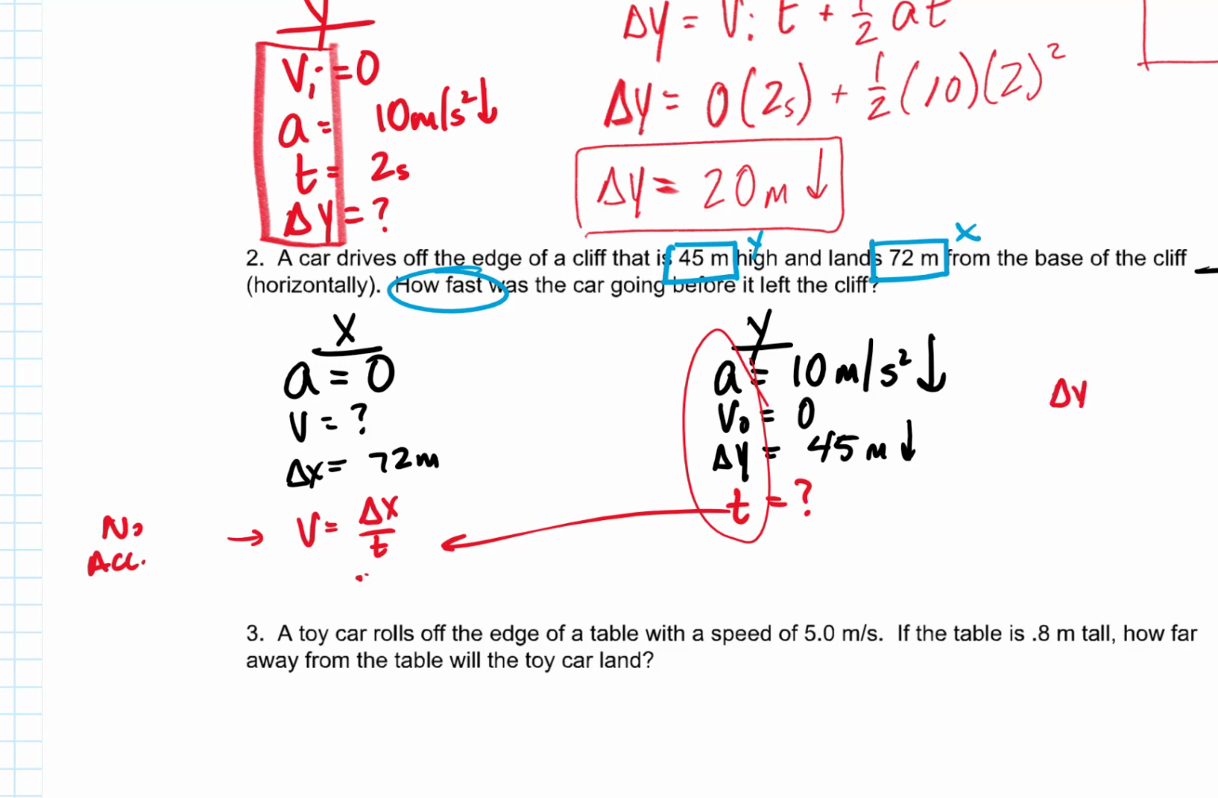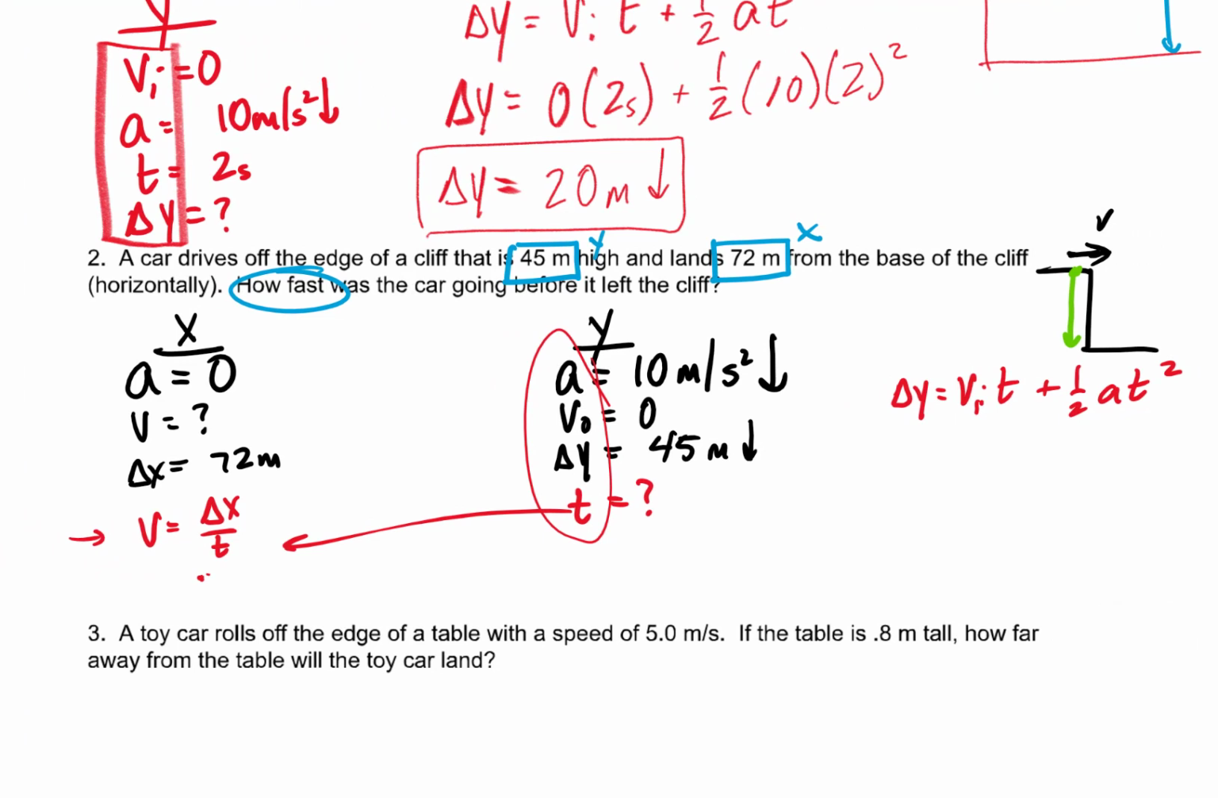So I've got delta y is equal to v0t, v initial times time, plus 1/2 acceleration times time squared. So 45 is equal to 0 times t plus 1/2 times 10 times t squared. In this case, I'm not going to do anything with negative signs because everything's down in the y direction. This 0 term goes away, and I get 45 is equal to 5t squared.